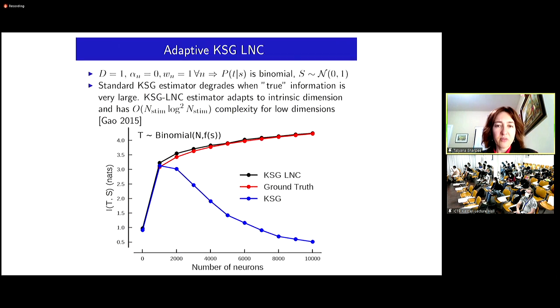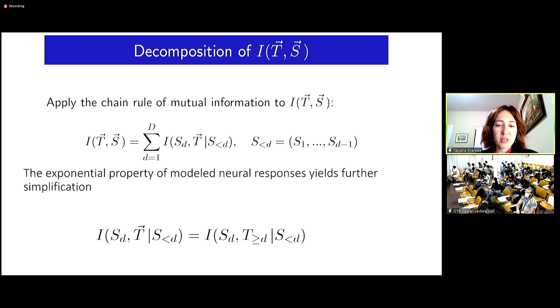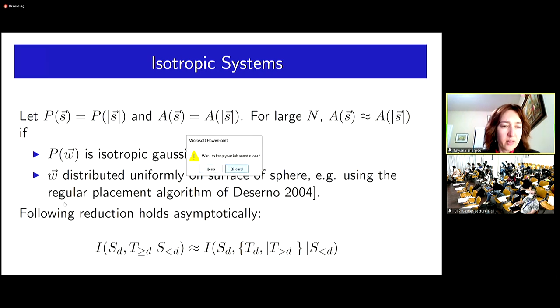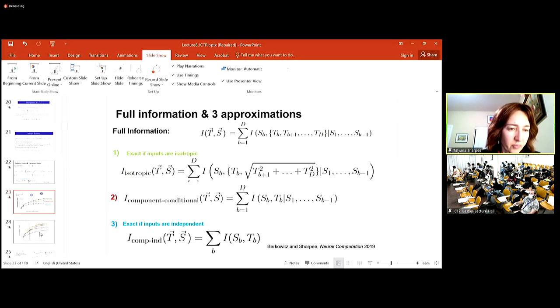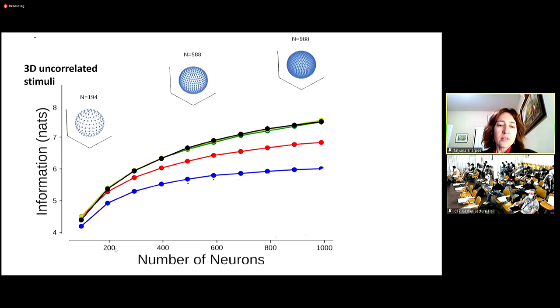I'll skip this slide for now. And these are our approximations that we talked about. So now I will show you the results of simulations. In this case, the number of neurons can go between, say, 100 and 1,000.